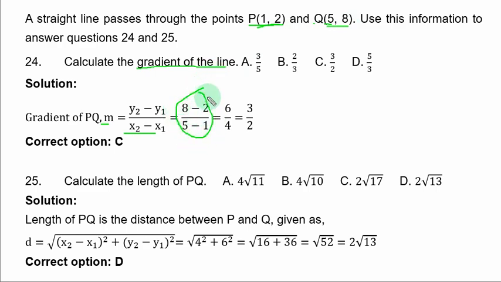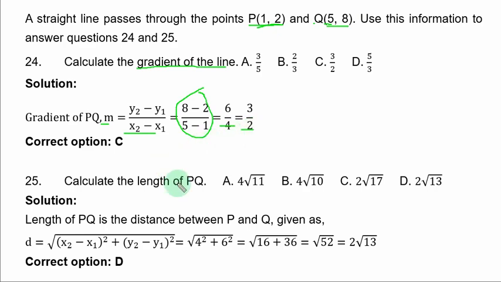If you subtract, you have 6 over 4. When you reduce, you have 3 over 2. So the correct option is C. Question 25.